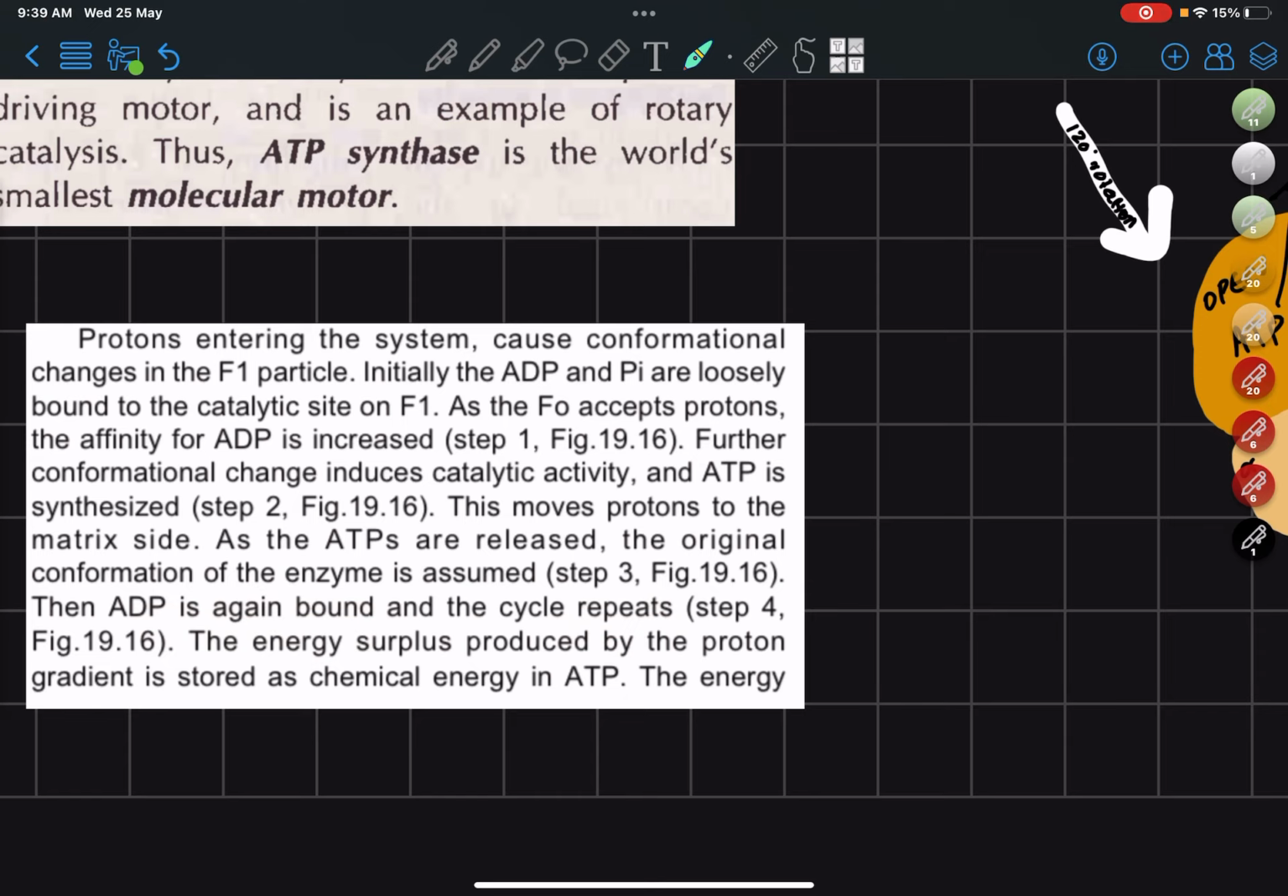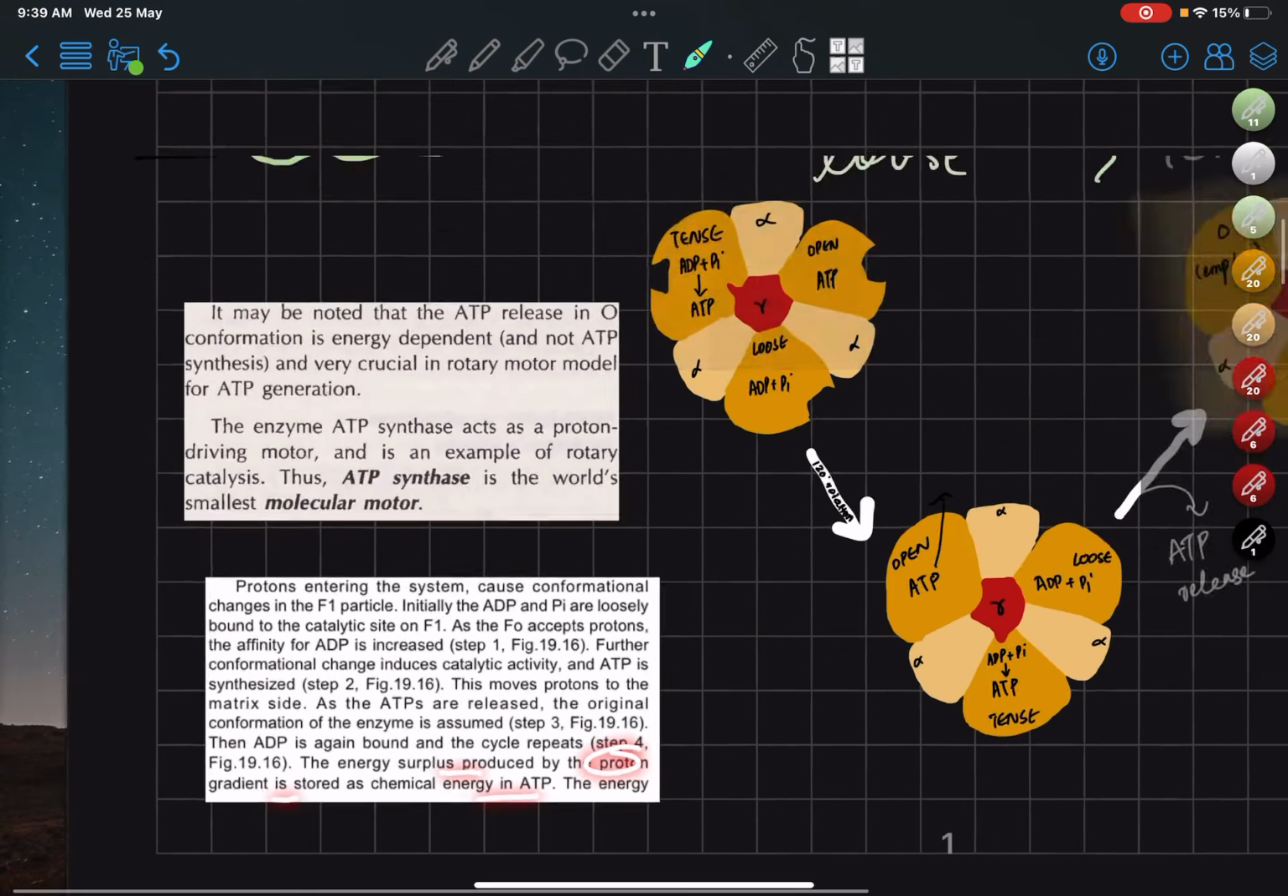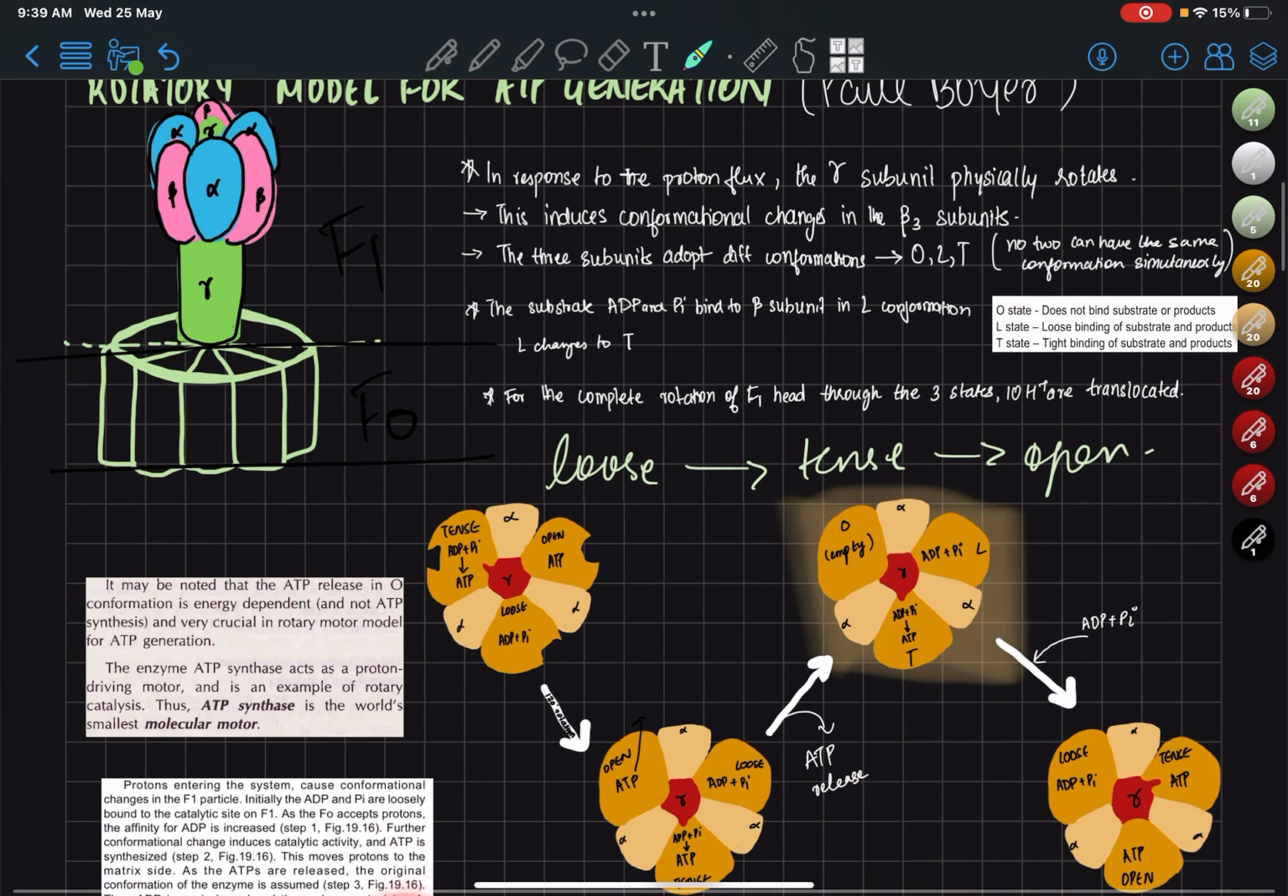So that's why the energy surplus that is produced by the proton gradient is stored as chemical energy in the ATP. So that is the rotatory model for ATP generation.